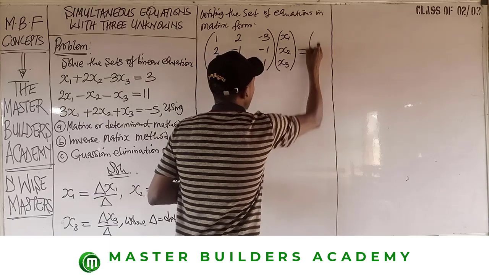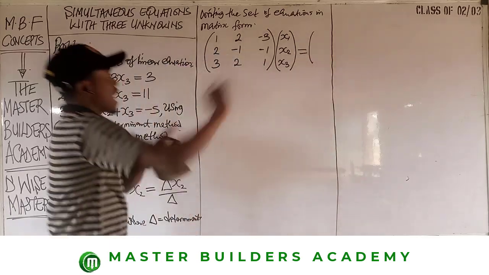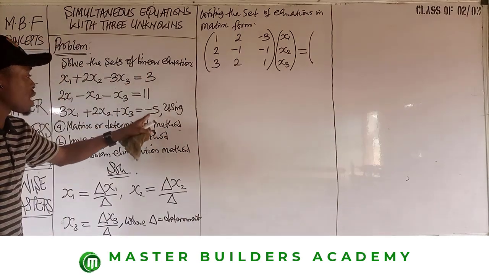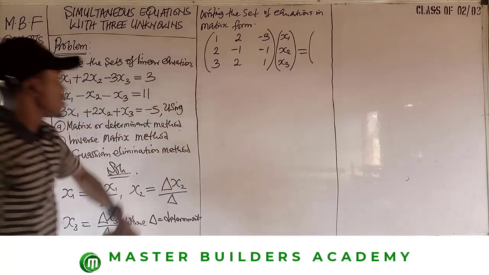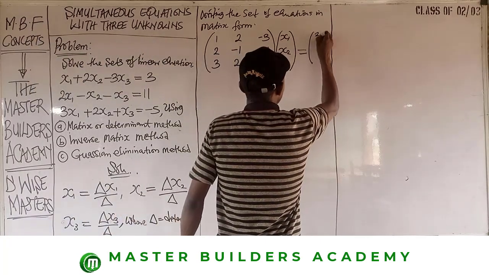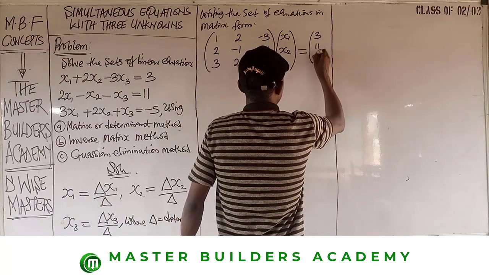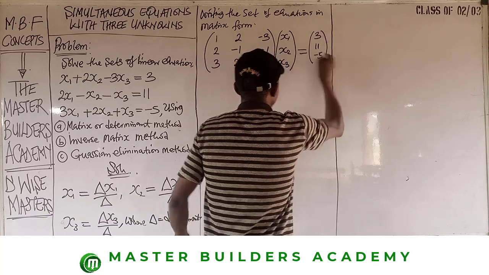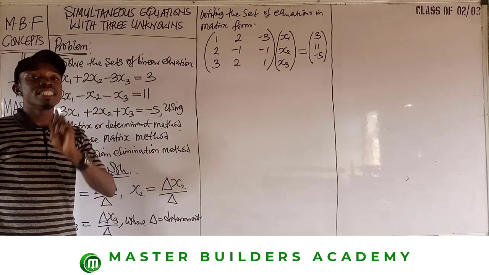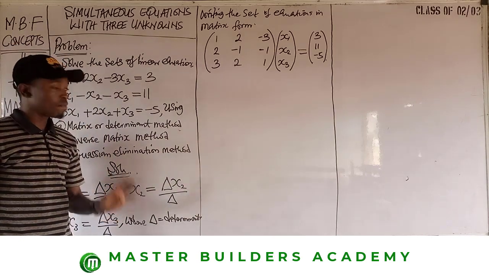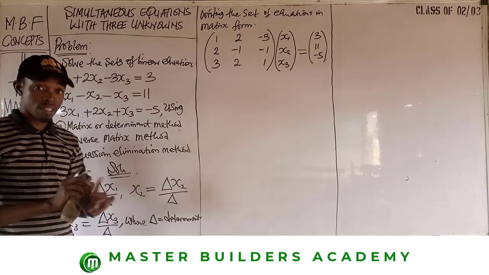All equal to. Now, at the end of the equal sign, these are the coefficients that you have on the constants. So, all that you have here will serve as that matrix. So, this becomes 3, 11, and then minus 5. So, this is this set of equations in its matrix form. This is the first thing we do. This is the first thing.